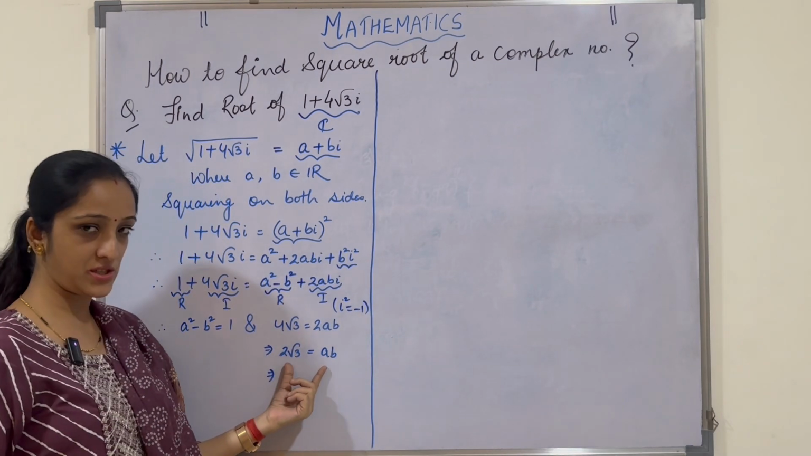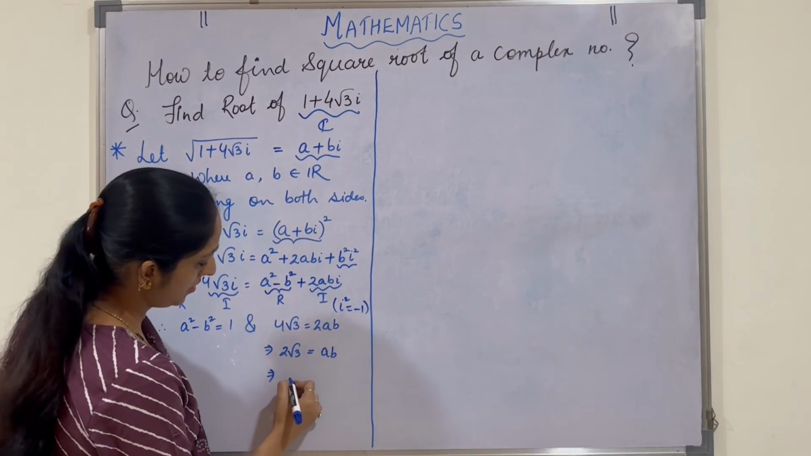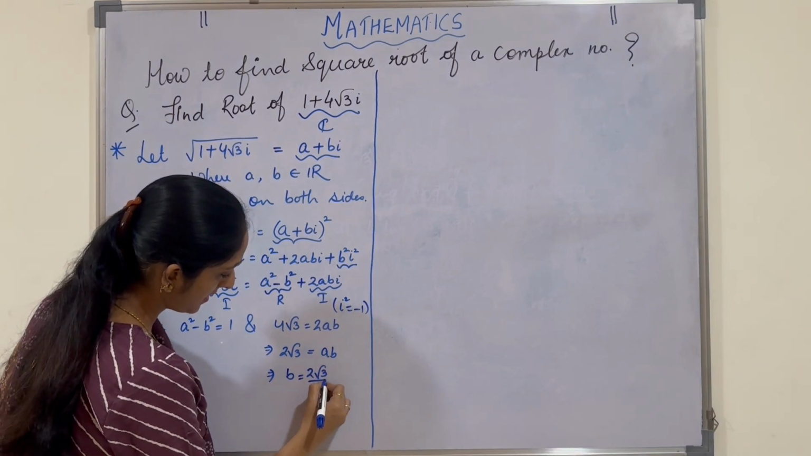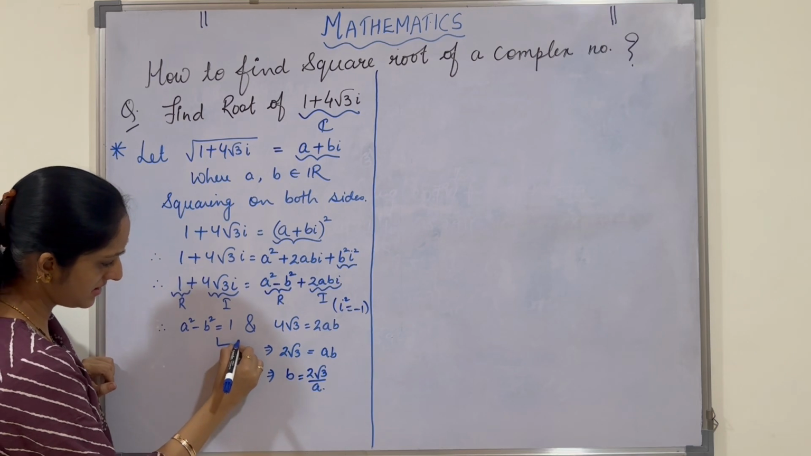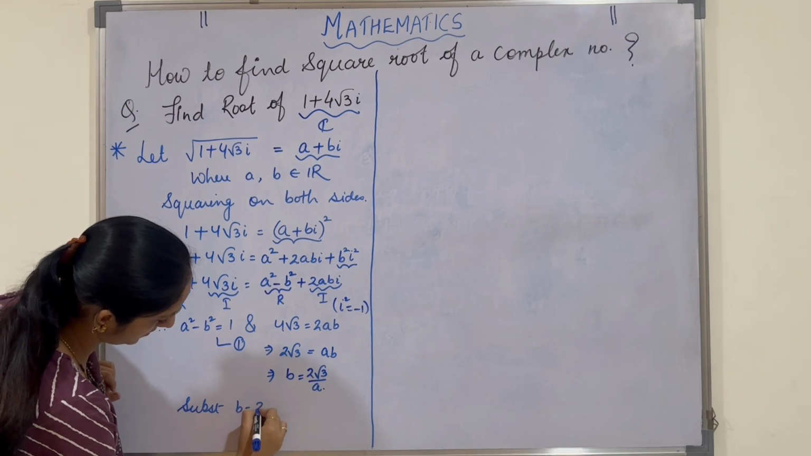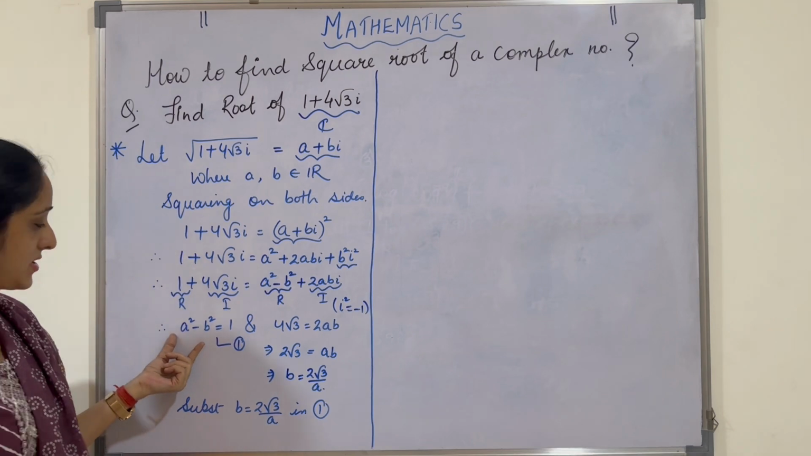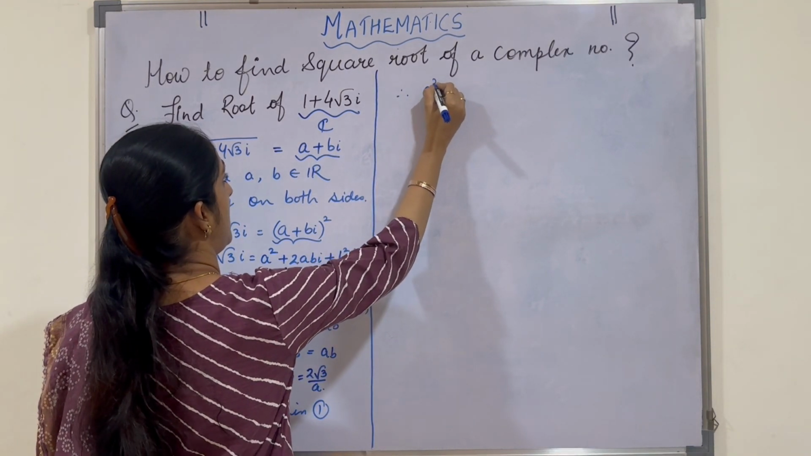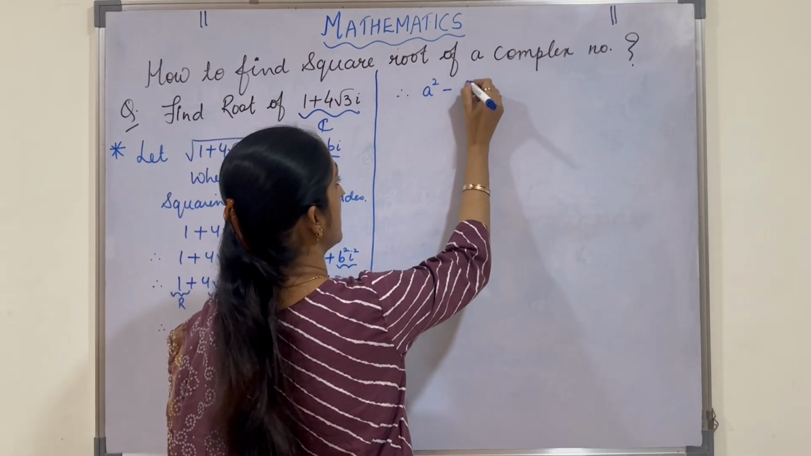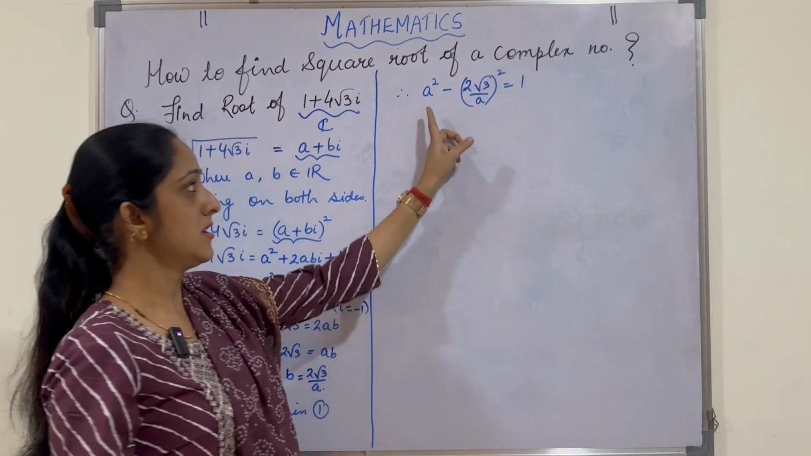Now, using this expression, either we will express a in terms of b or b in terms of a. So, if we are expressing b in terms of a, then we'll get b is equal to 2 root 3 upon a. Now, consider this as first equation. We will substitute b equal to 2 root 3 upon a in first one. So we'll get a square minus, now b is 2 root 3 by a, so here it will be substituted. So 2 root 3 upon a whole square is equal to 1.